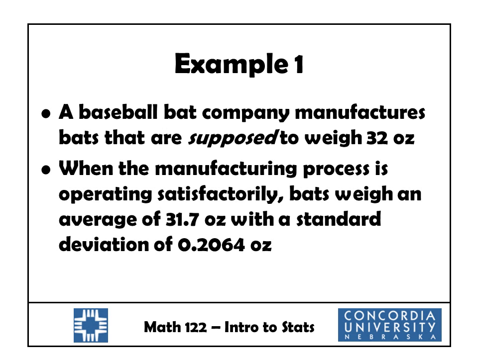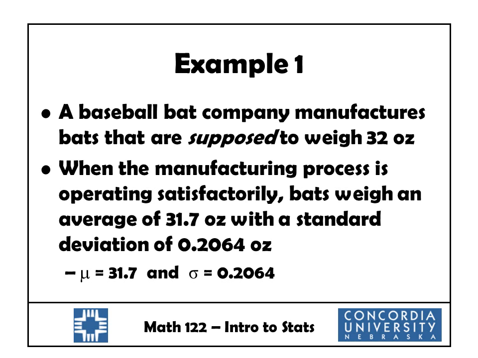So suppose that when the manufacturing process is operating satisfactorily, bats weigh an average of 31.7 ounces with a standard deviation of 0.2064 ounces. Operating satisfactorily means that the variation is within acceptable limits and we're happy with the quality of the final product. When that's the case, we have an average of 31.7 ounces with this standard deviation.